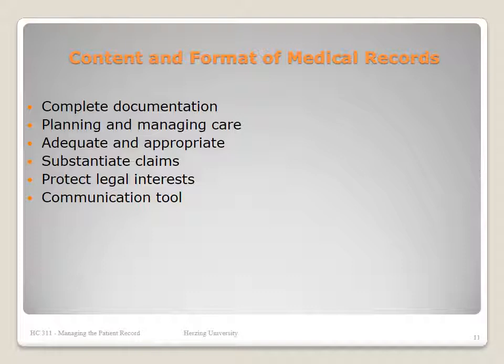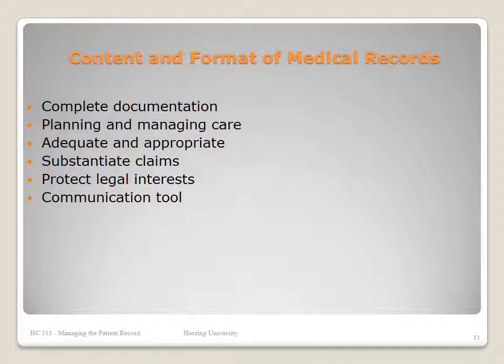Now let's discuss the content and format of medical records in an ambulatory setting. You will notice the documentation is pretty similar to that in a hospital setting. There are a few key items that need to be documented in ambulatory medical records that will be discussed in the upcoming slides.